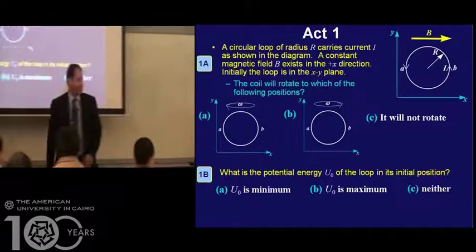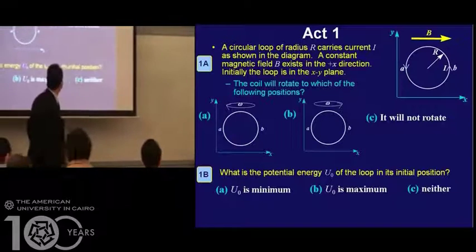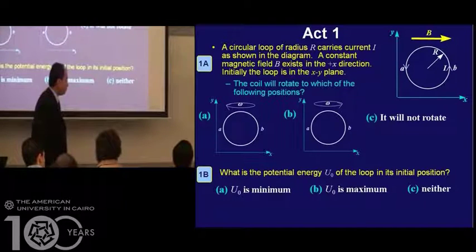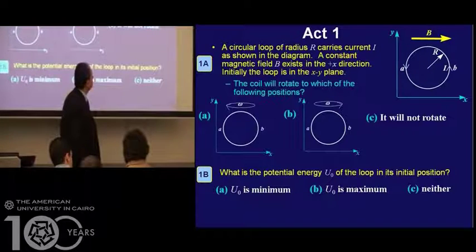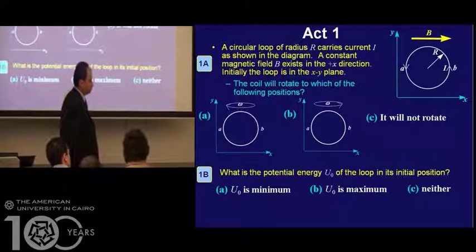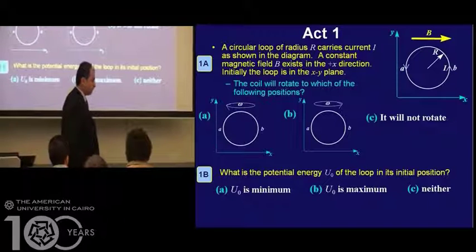Yes, I did part A in a different way. I took it part by part. I said at B, current is up, magnetic field is to the right, therefore the force is like this, and at A, the force will be like that. The two forces will make it rotate. That's correct too. Yeah, that's correct too.